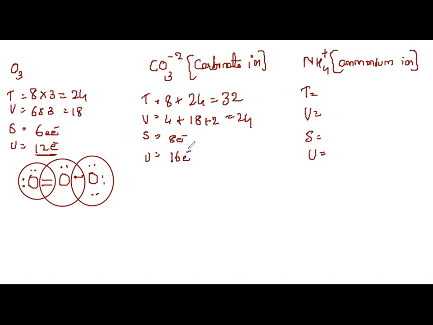16 electrons. So let us try to write the structure. Electropositive atom at the center, carbon. So here 1 oxygen, here 1 oxygen, and here 1 oxygen. Correct? Now, how many shared electrons? 8. 1, 2. 1, 2. 1, 2. So how many shared electrons? 2, 4, 6. I want 8, one more.